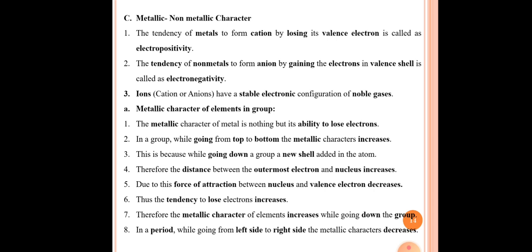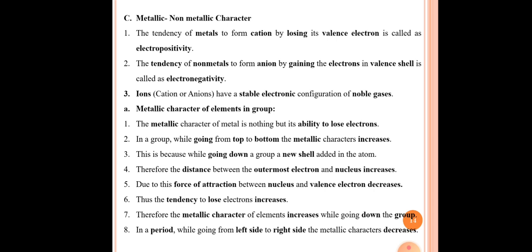So in the metallic and non-metallic properties of the elements, our first periodic trait is the metallic character of the elements in a group. The first point here is that the metallic character of a metal is nothing but its ability to lose electrons. The second point is that in a group, while going from top to bottom, the metallic character increases.